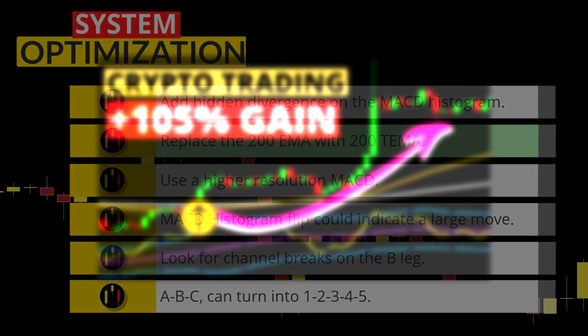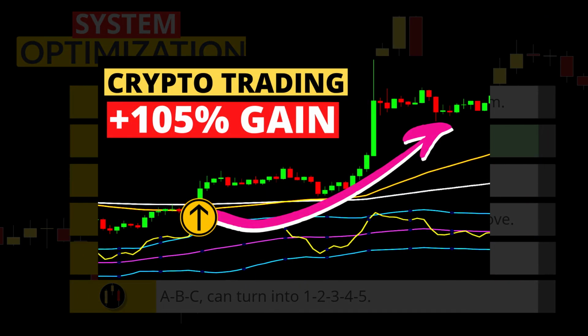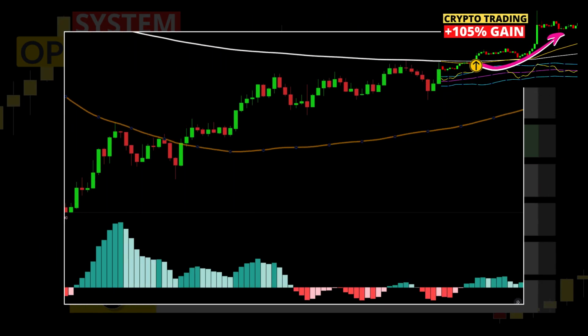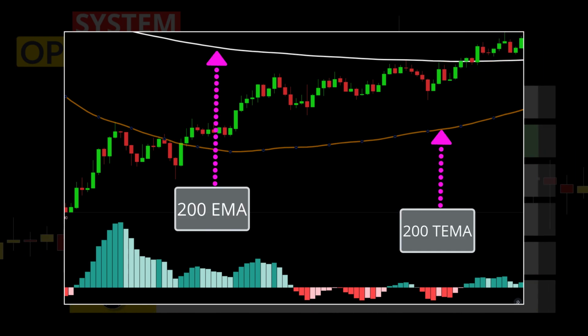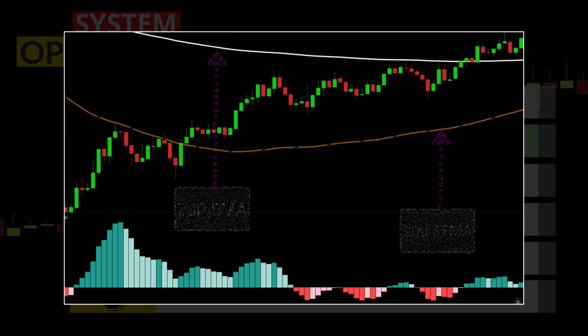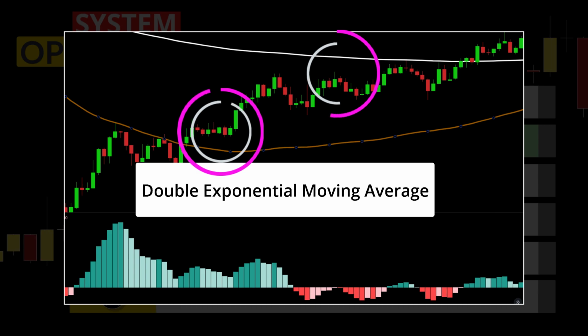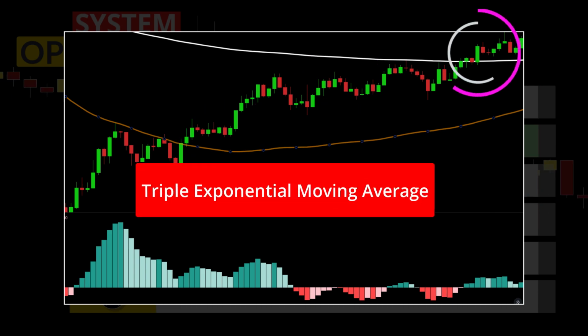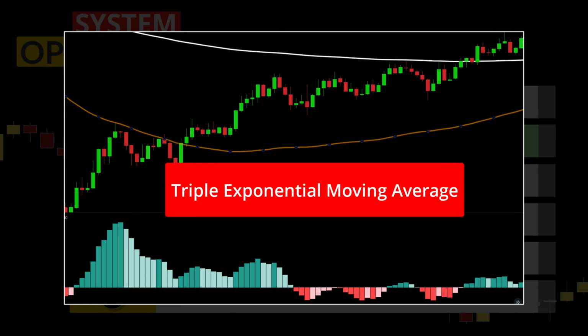Second, like I showed in this video that featured the Turkish getup system, using the triple moving average can get you into more positions. On this chart, you can see where the 200 EMA is lagging behind, but the 200 TEMA gets you in. If you are a serious scalper, then you want to look at the DEMA and the TEMA for trend direction confirmation.